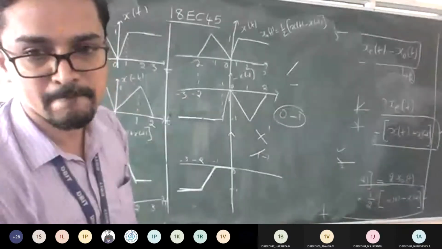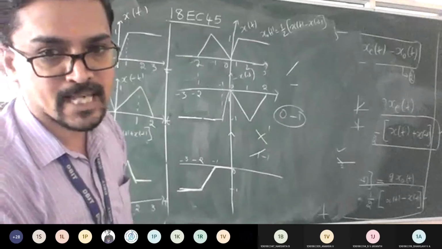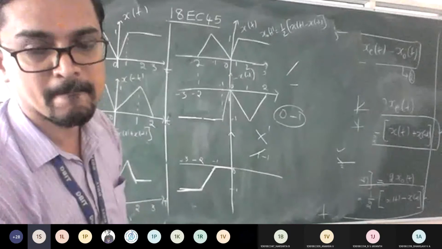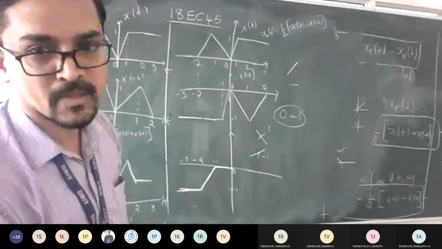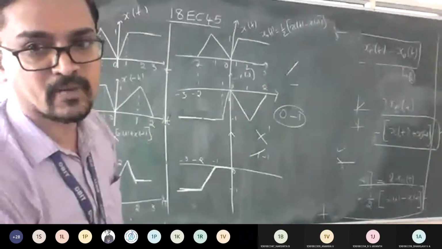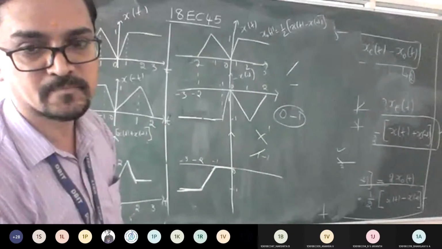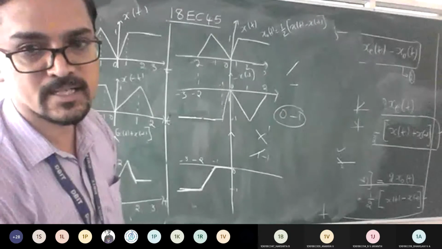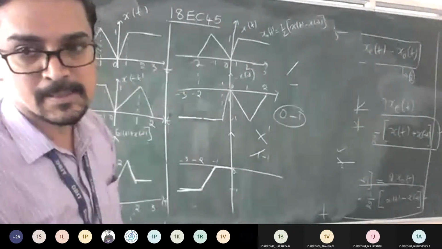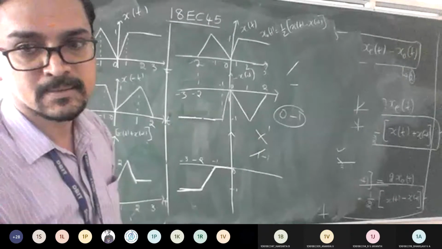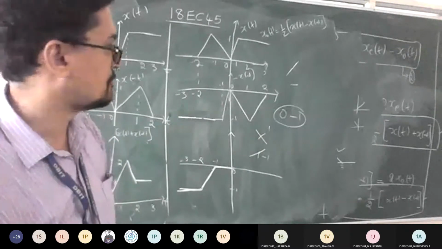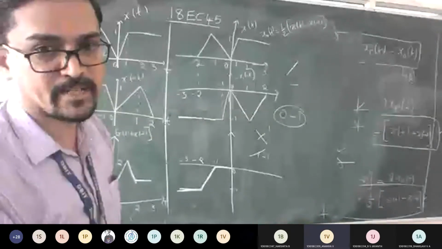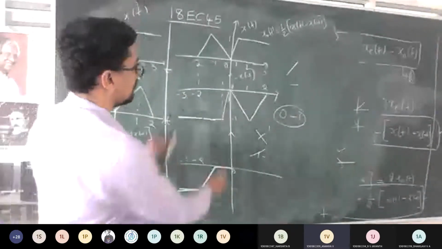Understood? Yes or no? Yes, sir. Good. Anybody else? Pranav and Nandish, understood? Akash? Ananya, any doubt here? No, sir. Shall I proceed then? Yes, sir. Okay.